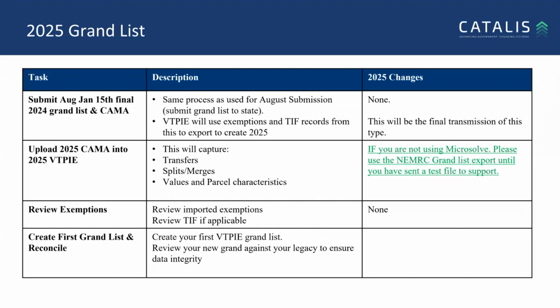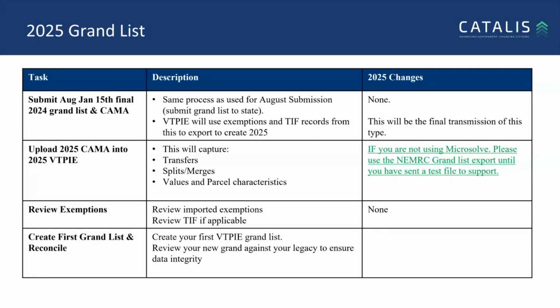You couple that with your CAMA upload. Now you've captured ownership, all of the parcels, any transfers, new parcels, merge parcels, all that fun stuff, and the exemptions and TIF if you have it. So the first step in 25 will be to upload your CAMA.